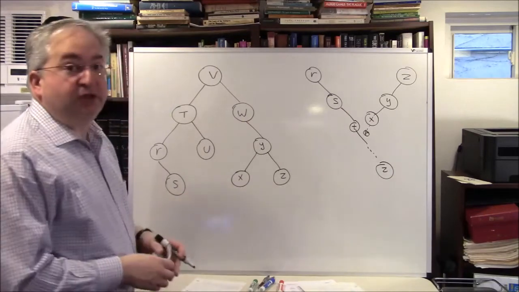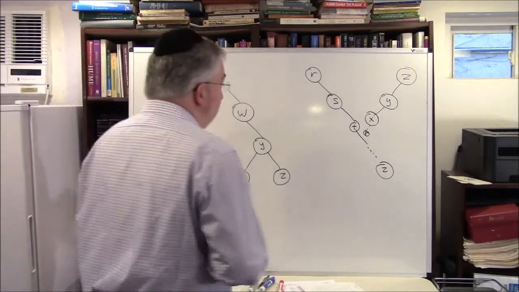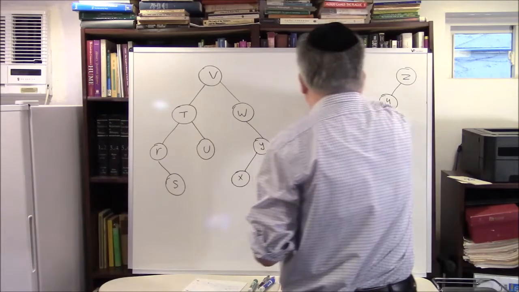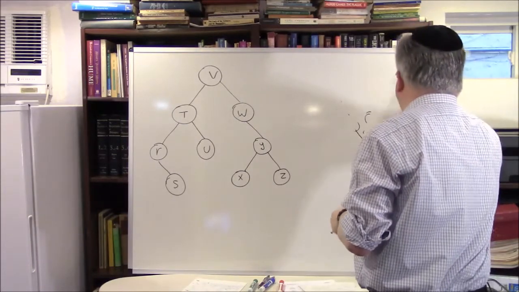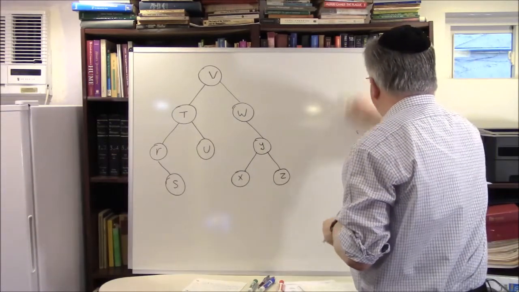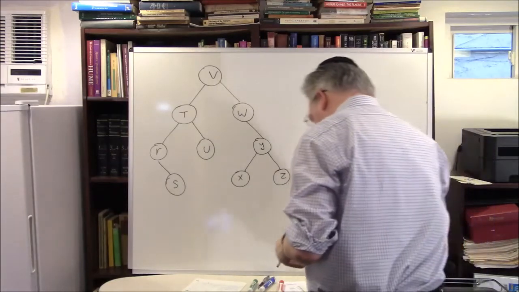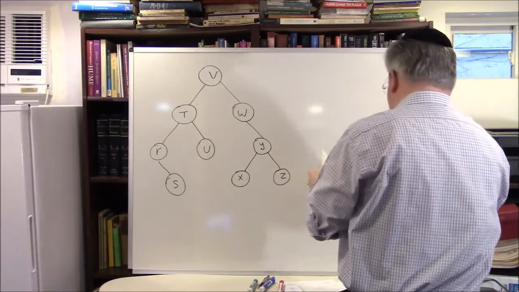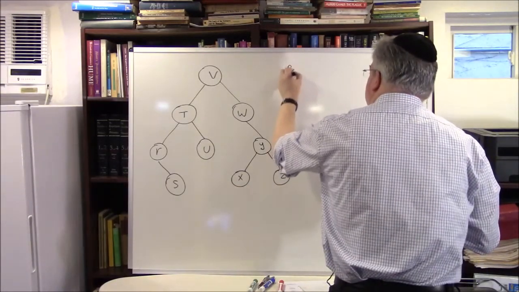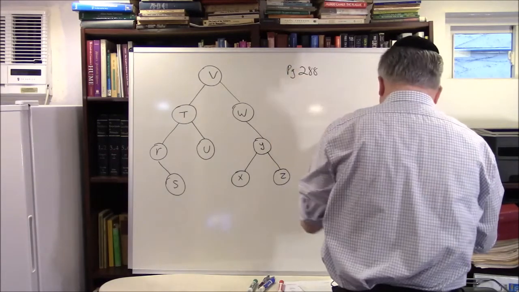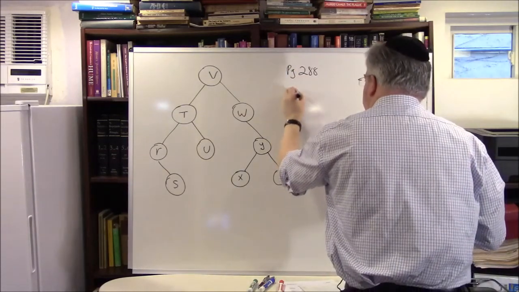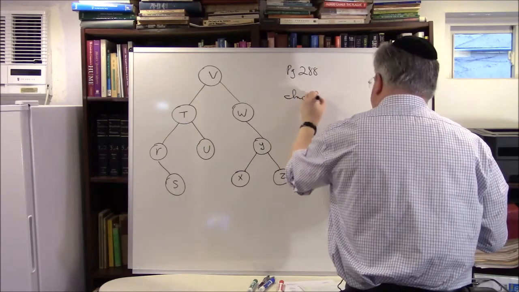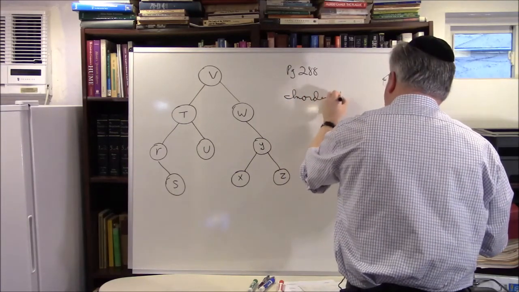Okay, first algorithm that deals with such a data structure. It's in the book, page 288, and it's the in-order tree walk.